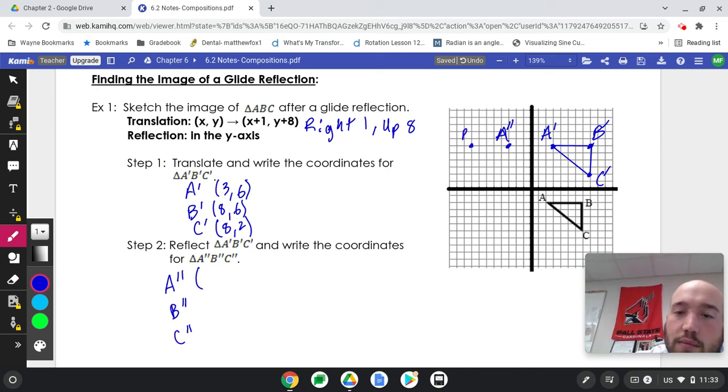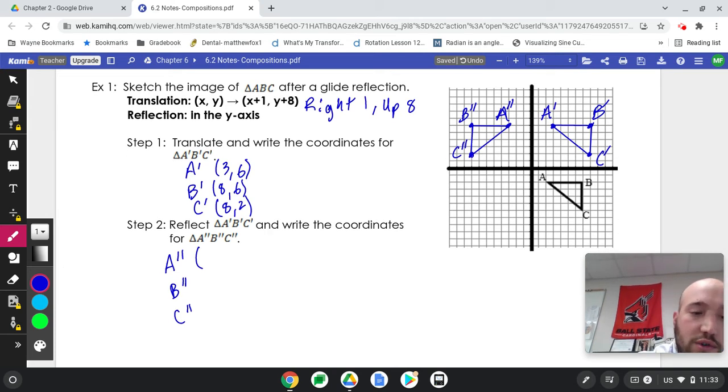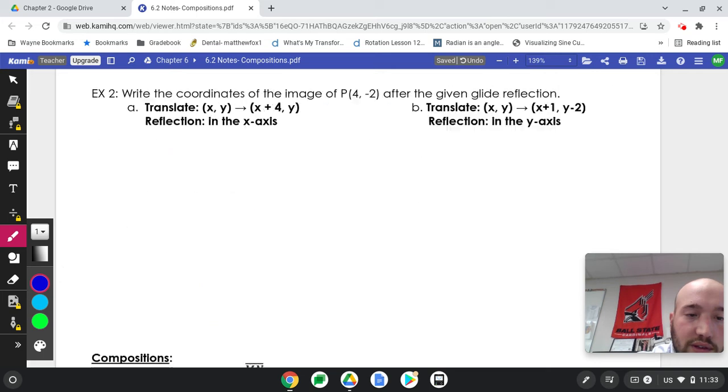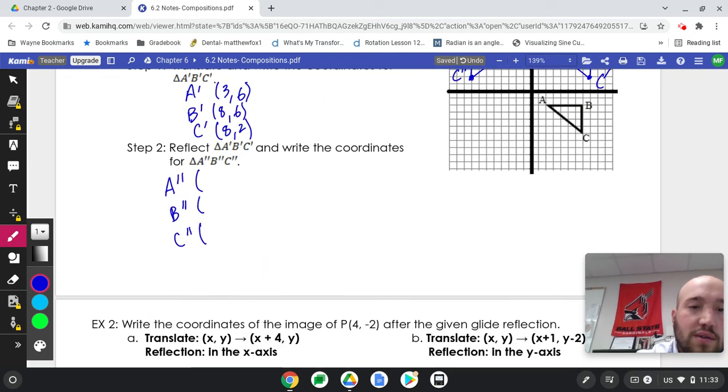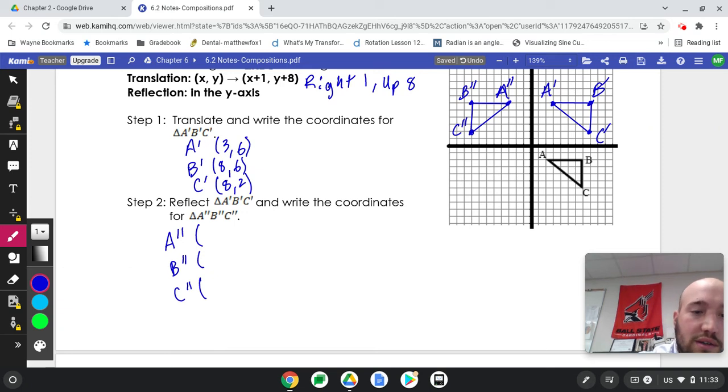So B prime, double prime, and here will be C double prime. Okay, we connect the dots. All I got to do now is write the coordinates. Each of these would change to a negative. The initial point, 3, 6, the x value changes, so it'd be negative 3, 6. 8, 6 becomes negative 8, 6. And 8, 2, negative 8, 2.